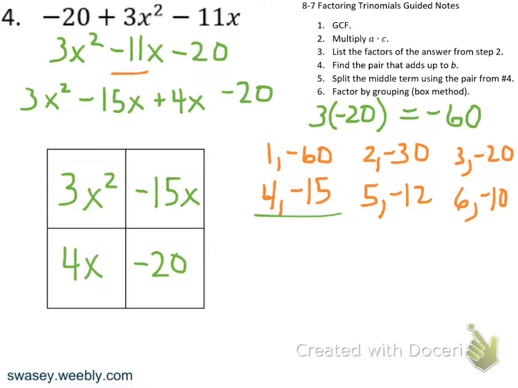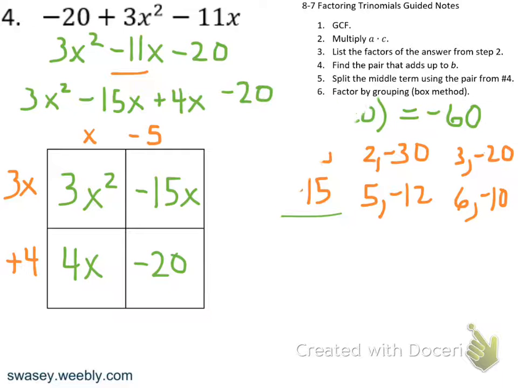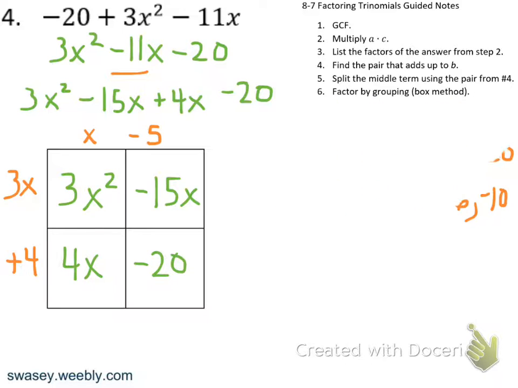Greatest common factor of the top row is 3x. Greatest common factor of the bottom row is 4. 3x squared divided by 3x is x. Check it for the bottom row, x times 4 is 4x. Negative 15x divided by 3x is negative 5. Check it for the bottom row, negative 5 times 4 is negative 20. So now we'll list our two factors. 3x plus 4 and x minus 5.